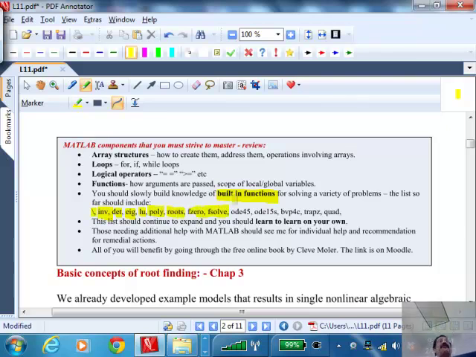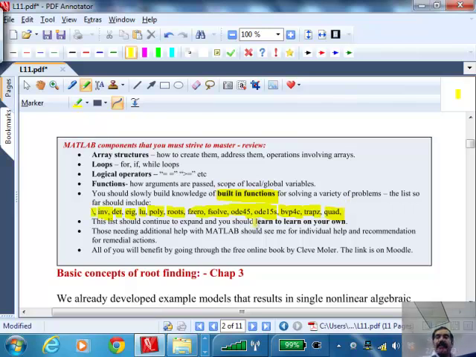FZero is the same as fsolve. We haven't specifically seen fzero. The only difference is they both solve nonlinear algebraic equations. fzero handles only one equation and one unknown, whereas fsolve solves any number of equations in an equal number of unknowns. And then we have seen ODE45, ODE15s, BVP4C. Today we saw trapz. And there is another function called quad, which does the same thing, finding integrals of functions. In the next assignment, I will give you one that deals with using ODE45 and BVP4C.